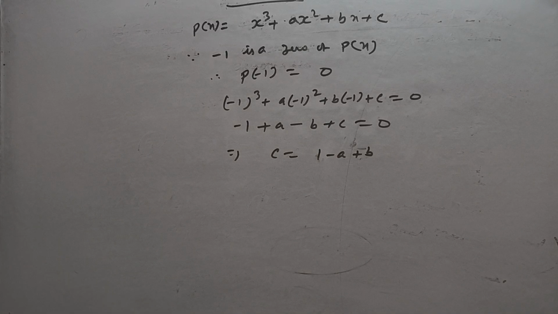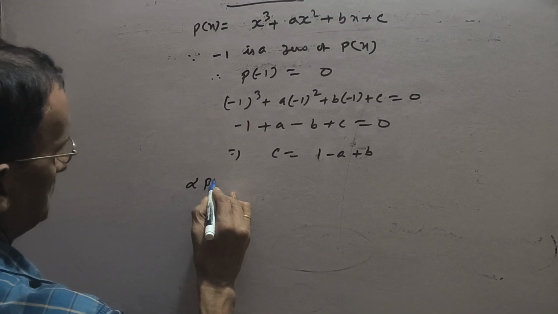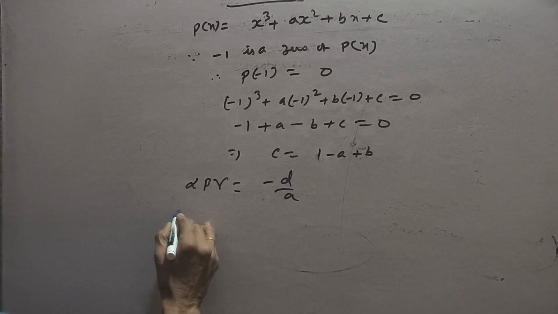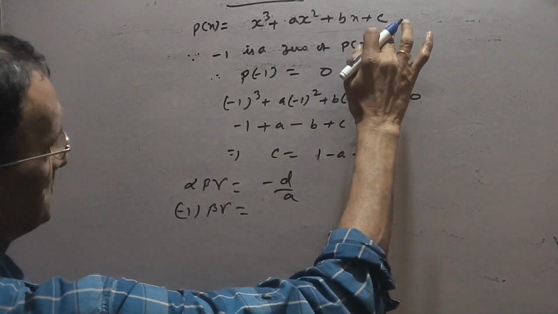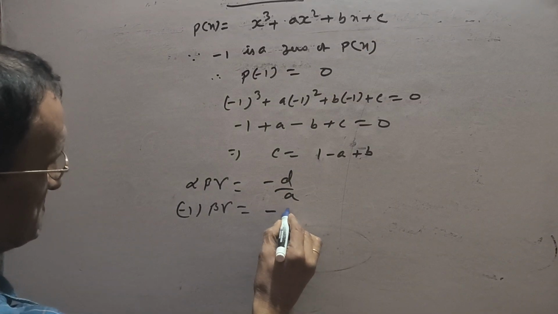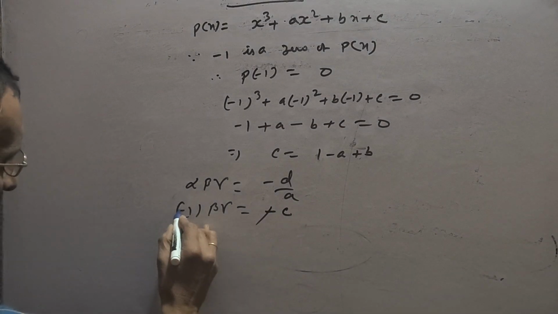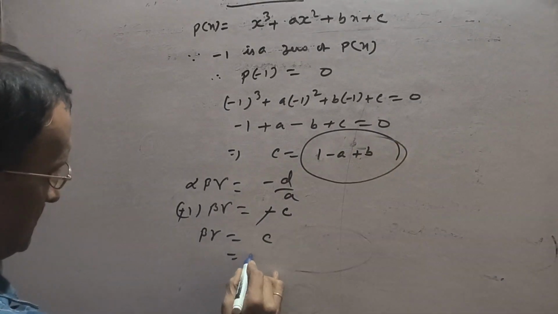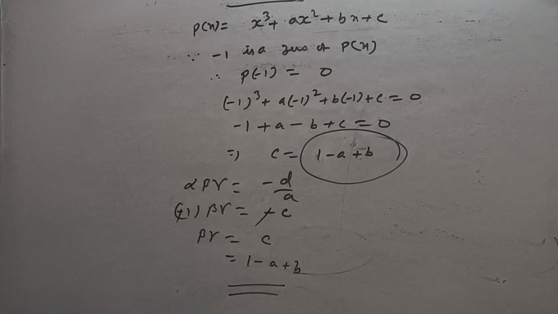Then they have to find the product of two zeros. The product of 3 zeros of a cubic polynomial, remember it, is minus d by a. One zero is already given, minus 1. So beta into gamma equals, what is d? This is minus d by a, which is c by 1, so minus minus cancel. So beta into gamma equals c, and we have c equal to 1 minus a plus b. Which option will you choose? Is option A correct? So understood?